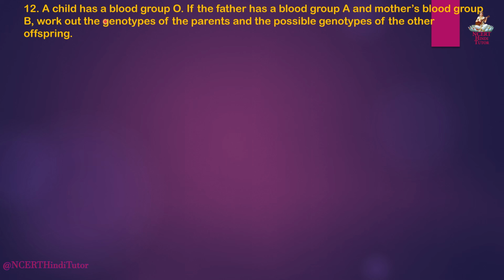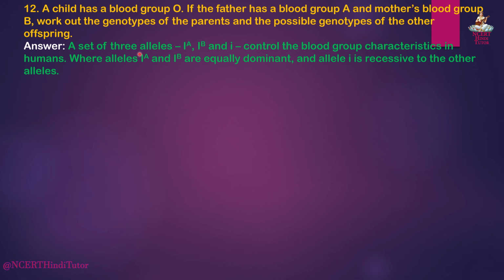Question 12. A child has blood group O. If the father has blood group A and the mother's blood group is B, work out the genotypes of the parents and the possible genotypes of the other offspring. Answer: A set of three alleles, Ia, Ib, and small i, control the blood group characteristics in humans, where alleles Ia and Ib are equally dominant and allele small i is recessive to the other alleles.